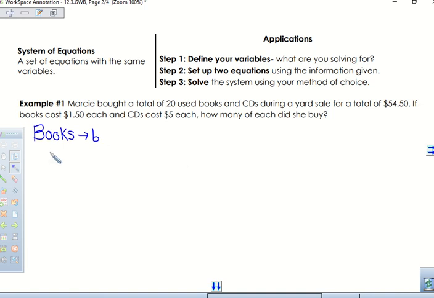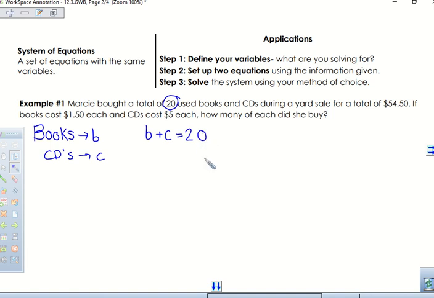So we have books, and then we have CDs. Okay. So we know that the total number of CDs and books is 20, right? So we know that B plus C is equal to 20.